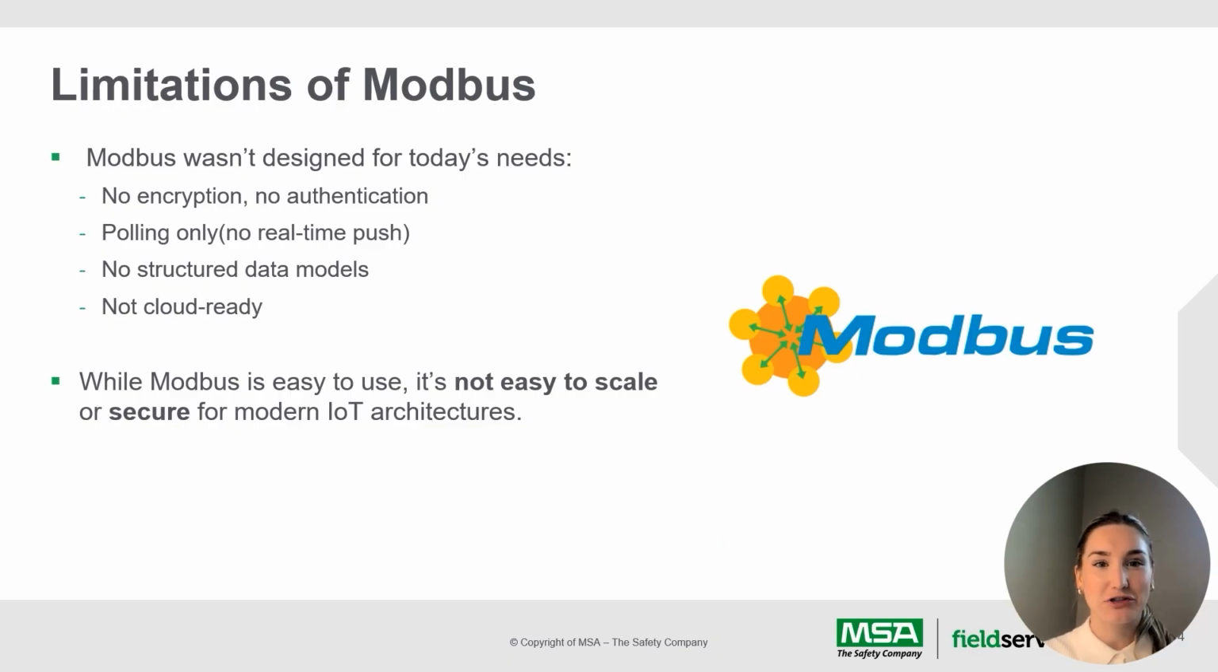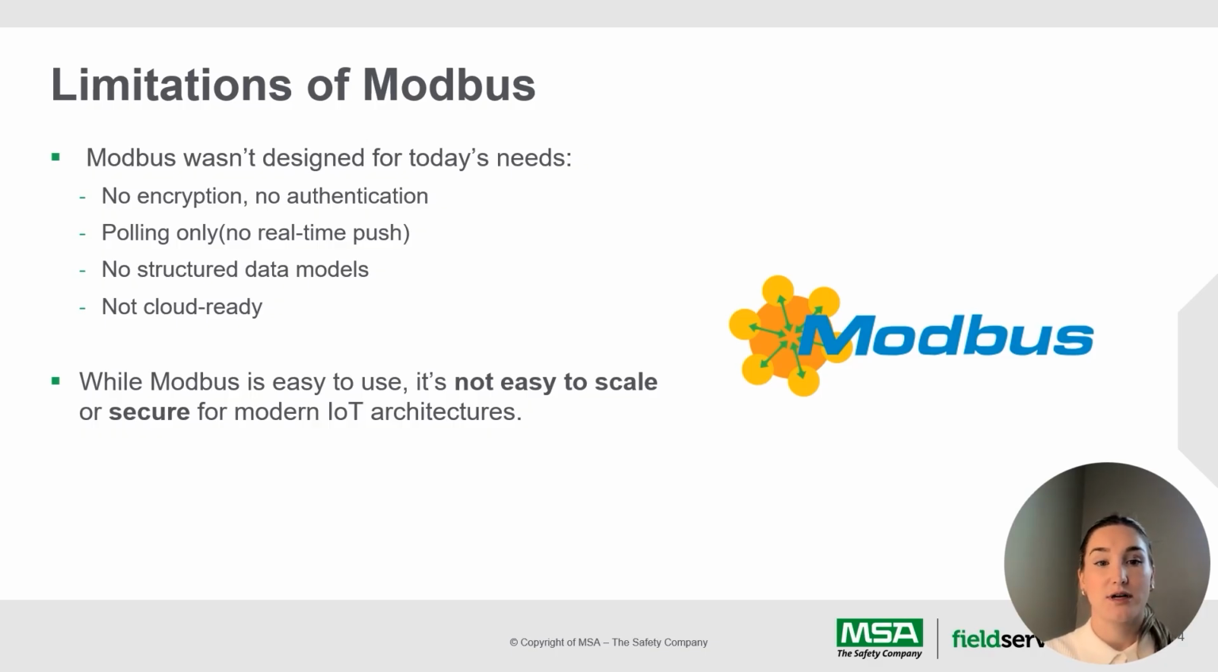Now, let's take a closer look at why Modbus was not designed for today's industrial and IoT needs. First and foremost, Modbus has no encryption and no authentication. This means that the data being transmitted, whether it's temperature readings, motor speeds, or control commands, is sent in plain text. Anyone with access to the network can intercept, view, or even alter that data, and there's no way for devices to confirm that they're talking to a trusted source.